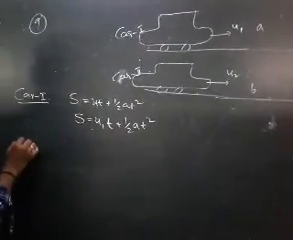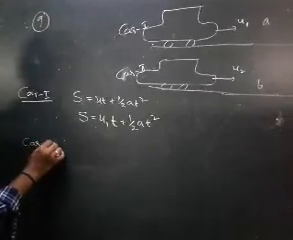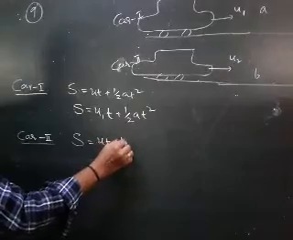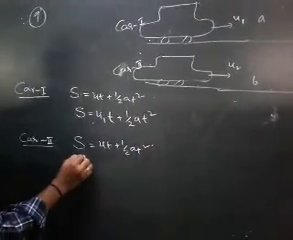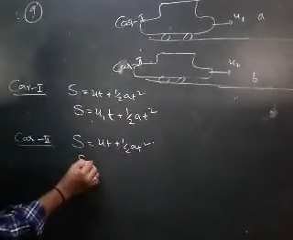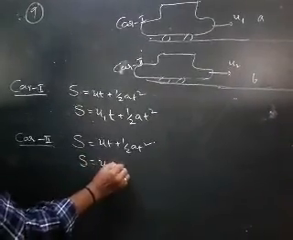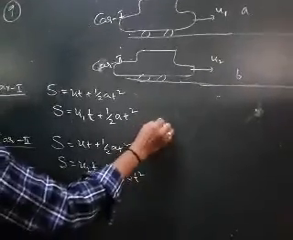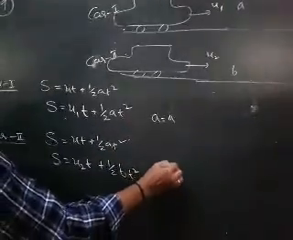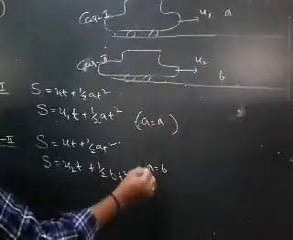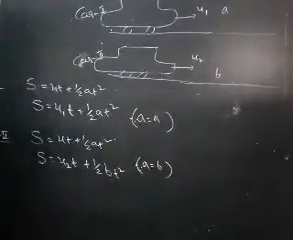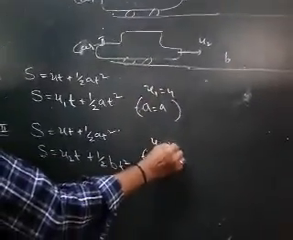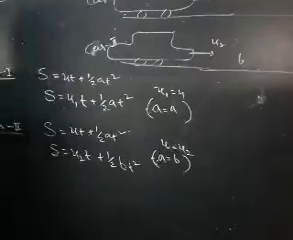Next, second, car 2, right? Then here s is equal to ut plus half a t square. Therefore, s is the same displacement, covering u2t plus half into b t square. Here the acceleration is a, here the acceleration is b. These are the acceleration values, right? Here u1 is equal to u, u2 is equal to u.